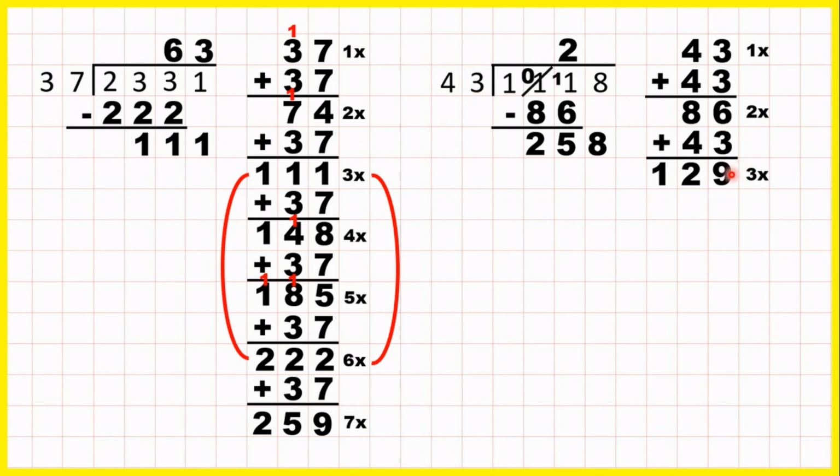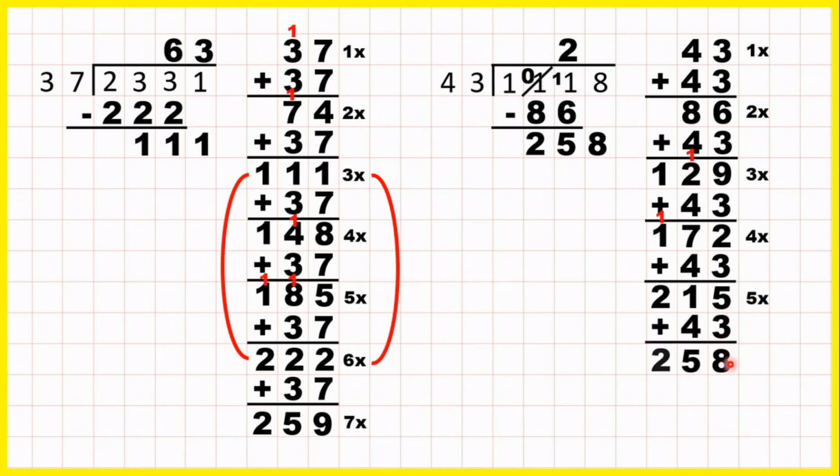Now we know that 129 is 3 times, so there is a shortcut here, which I'll come back to in a moment. But for now, we can keep on adding 43s until we get to 258. So adding another 43 gives us 172 for 4 times, 215 for 5 times, and 258 for 6 times. So because 258 is 6 times 43, we know that 6 is the final digit of our answer.